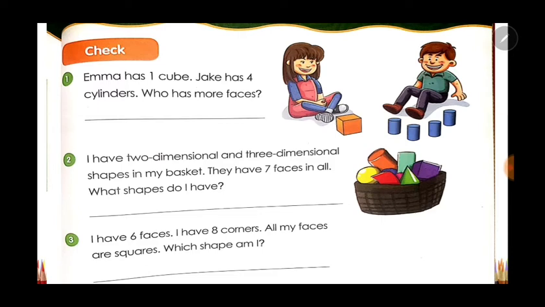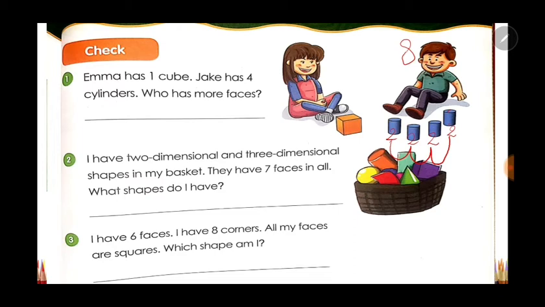In this problem, you have to count the faces for all the 3D shapes. Let's see here. I have 2 faces, 1 up and 1 down. So the first cylinder is 2. And here is 2, and here is 2, and here is 2. I'm skipping by 2's. Let's skip together. 2, 4, 6, 8. So Jake has 8.